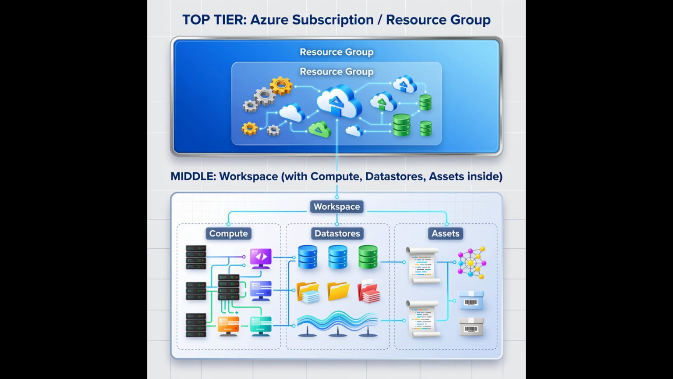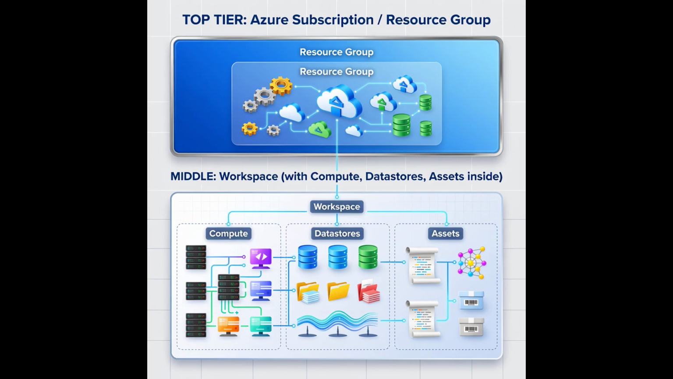Inside the subscription, a resource group. This is the logical container for all the related resources. The workspace, its supporting resources, compute, networking. Best practice for production is one resource group per AML environment. Dev, staging, prod. The workspace sits inside the resource group as the primary AML resource.